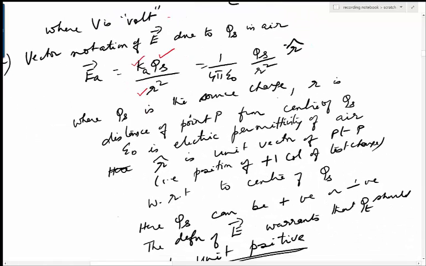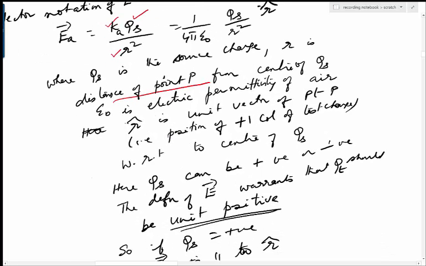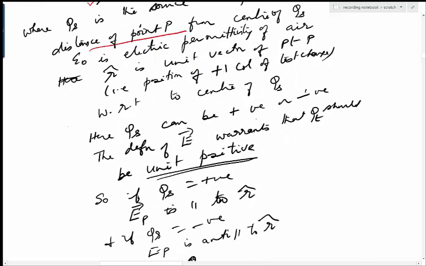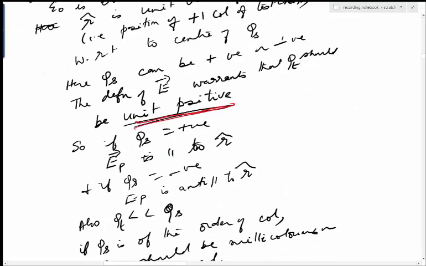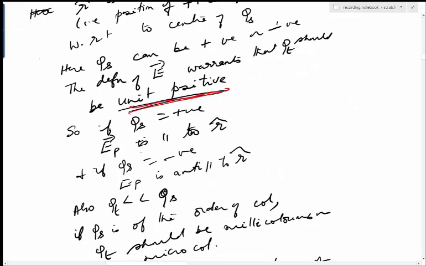So Qs is the source charge, R is the distance of P from the center of Qs. Epsilon naught is the electric permittivity of air, because we are seeing only the electric field in air. R cap is the unit vector of point P, whichever point we are considering, or the location of the 1 coulomb of test charge with respect to the center of this. From here, Qs can be positive or negative, but the definition of E warrants that Qt should be unit positive. Very important, it should be unit positive. If Qs is positive, then Ep is parallel to R cap, as I explained before.